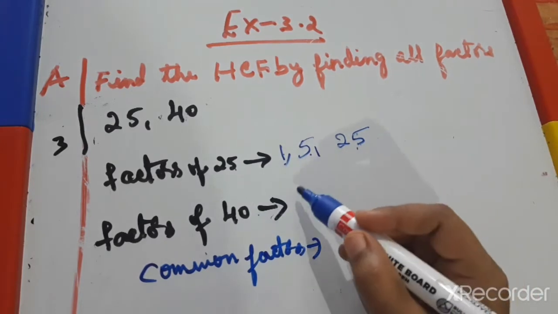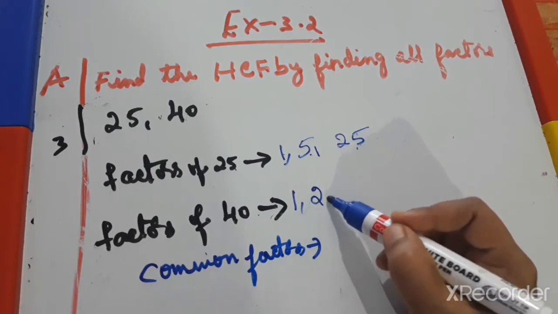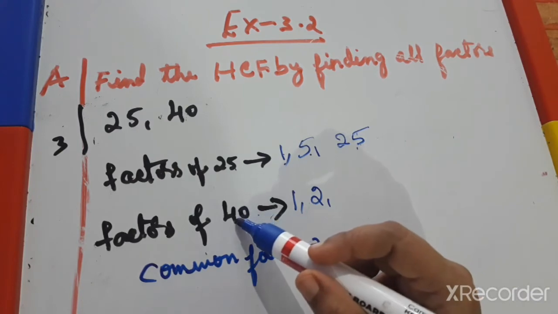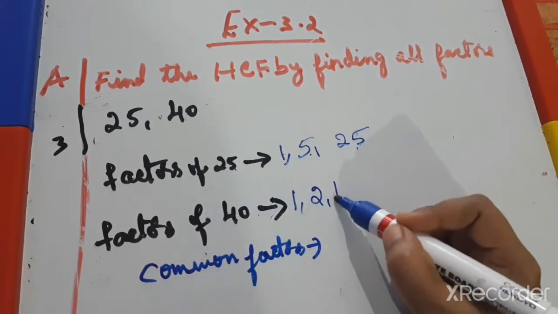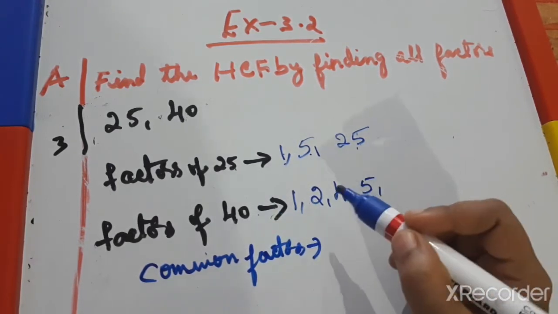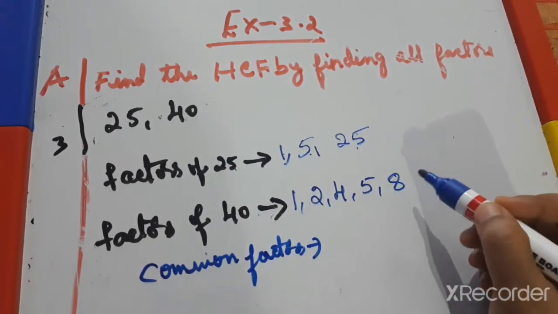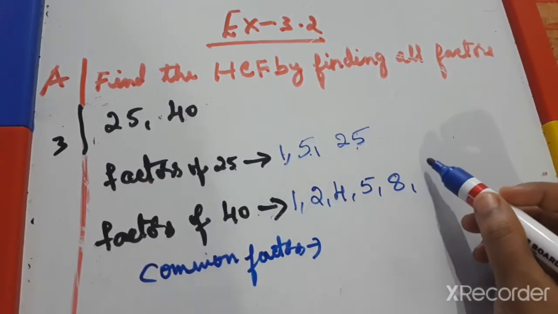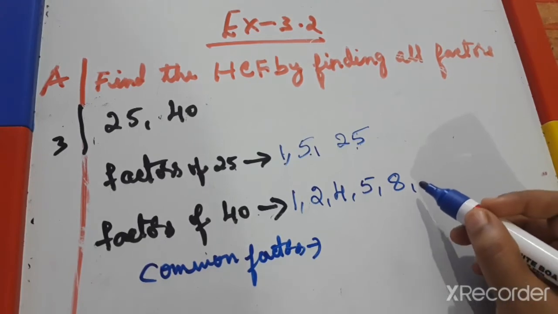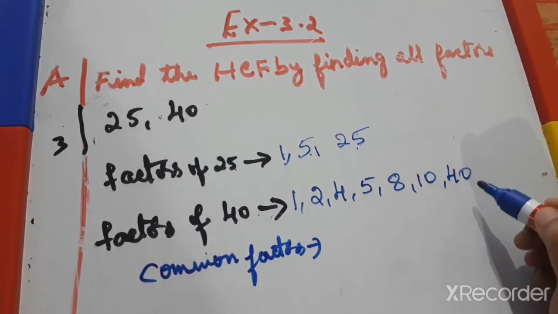Then factors of 40. 1 40 is 40, so 1 is a common factor. Then 2 20s are 40. 3, no. 4, yes, 4 10s are 40, so 4 is a factor. 5 8s are 40, so 5 is also a factor. 6 not, 7 also not. 8 5s are 40, so 8 is a factor. 9, no. 10, yes, 10 4s are 40. Then the number itself, 40 ones are 40.